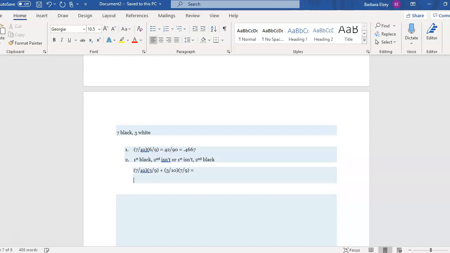So let's work this out. We have 21 over 90 and 21 over 90, which is 42 over 90. And it's just coincidence that those turned out the same. However, it does make it easy as far as putting it into the calculator. We have 0.4667. All right, now let's go to our third scenario.